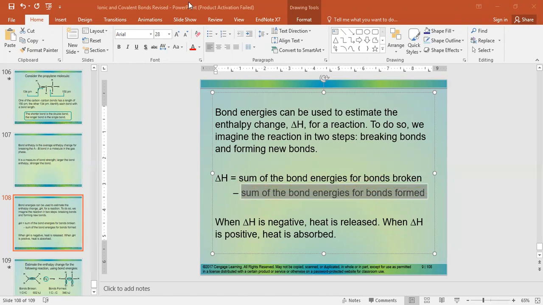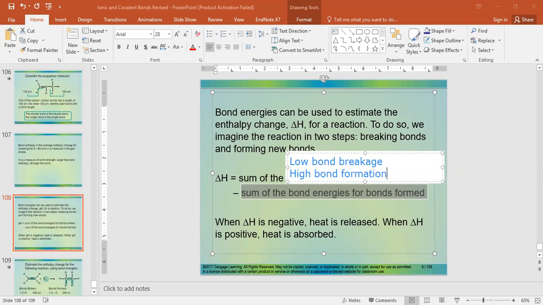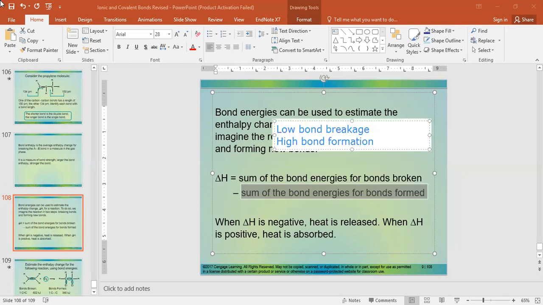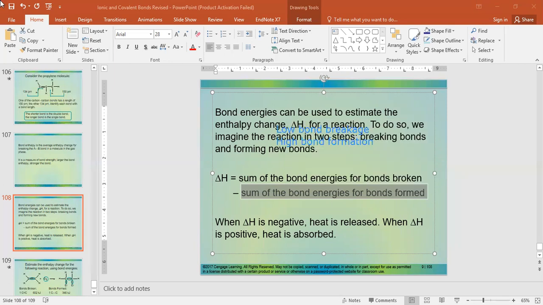Now, on the other hand, if you get a low bond breakage and high bond formation, how is that one going to affect your enthalpy? The enthalpy is going to be affected so that this one here is going to be a low value.